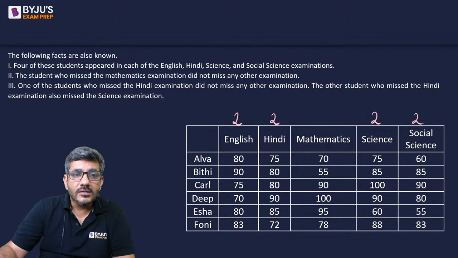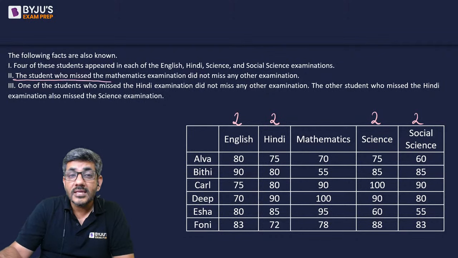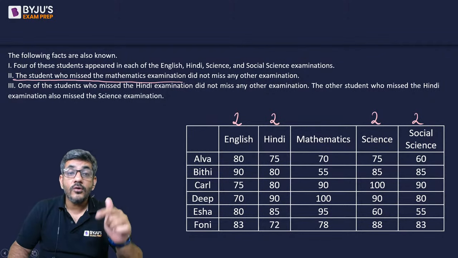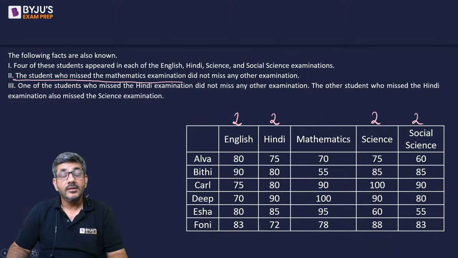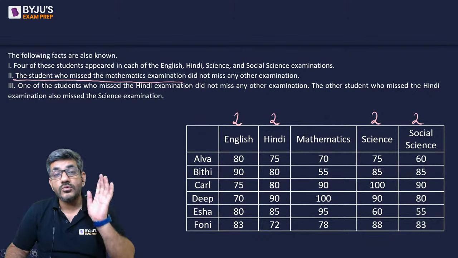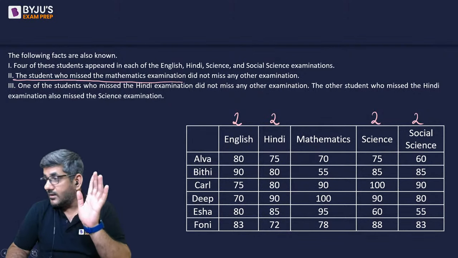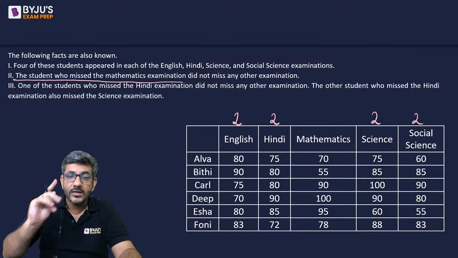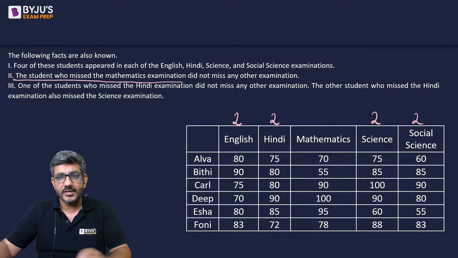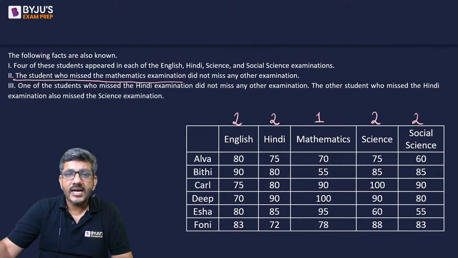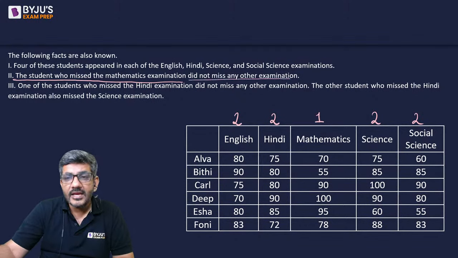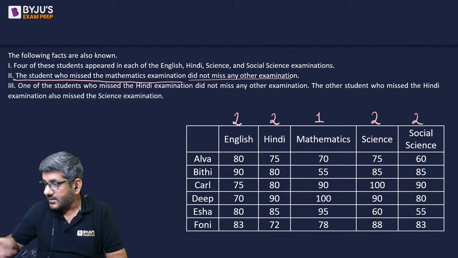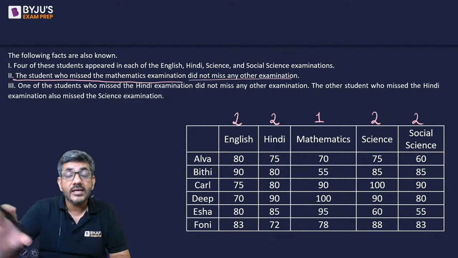Next, the student who missed mathematics examination. What does that mean? That means there is only one student and that one student has missed the mathematics examination. He says that student did not miss any other examination. So the student who missed the mathematics examination, he did not miss any other examination.